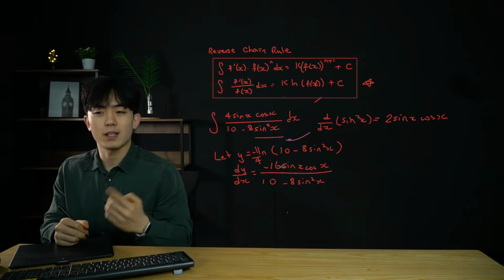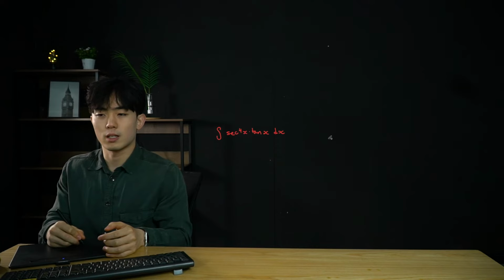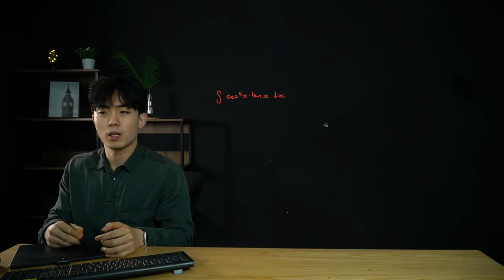Let's look at the different reverse chain rule questions. So let's take a look at this sec to the power 4x tan x. Okay. Once again, this may seem a bit tricky, but what we should understand is, well, if we were to differentiate sec x or secant x, we would get secant x times tan x.